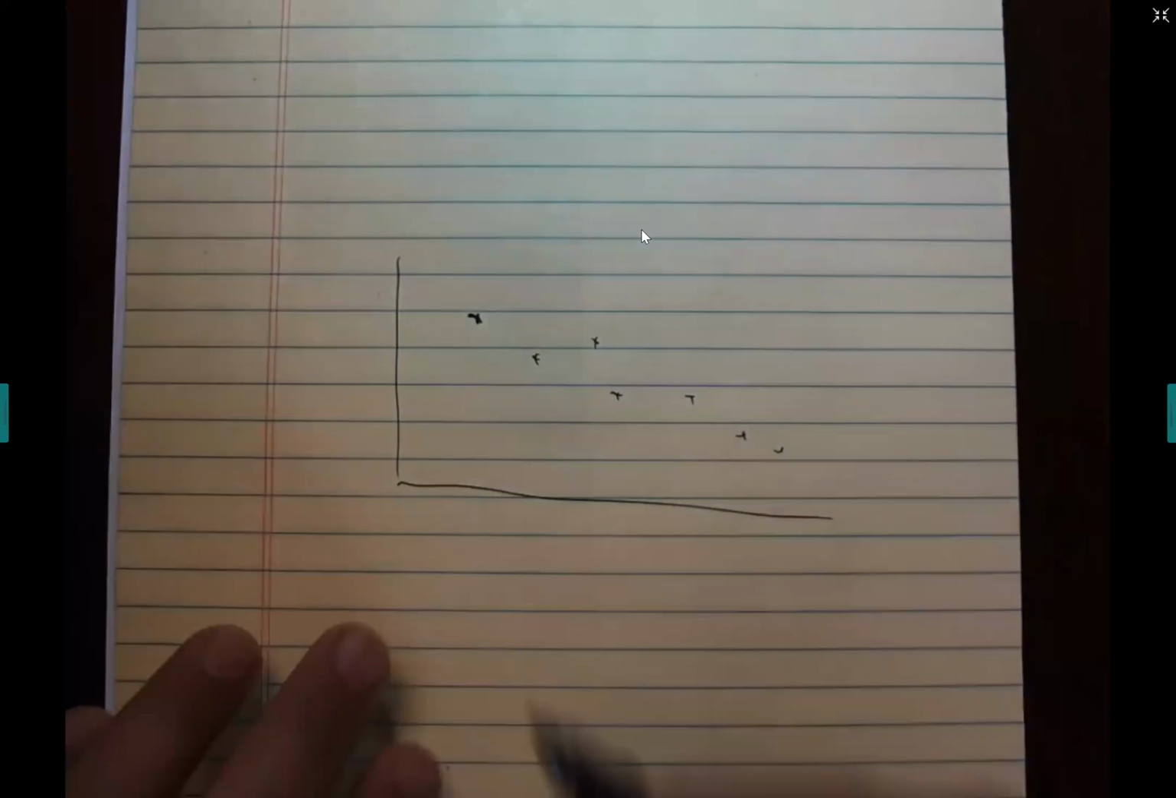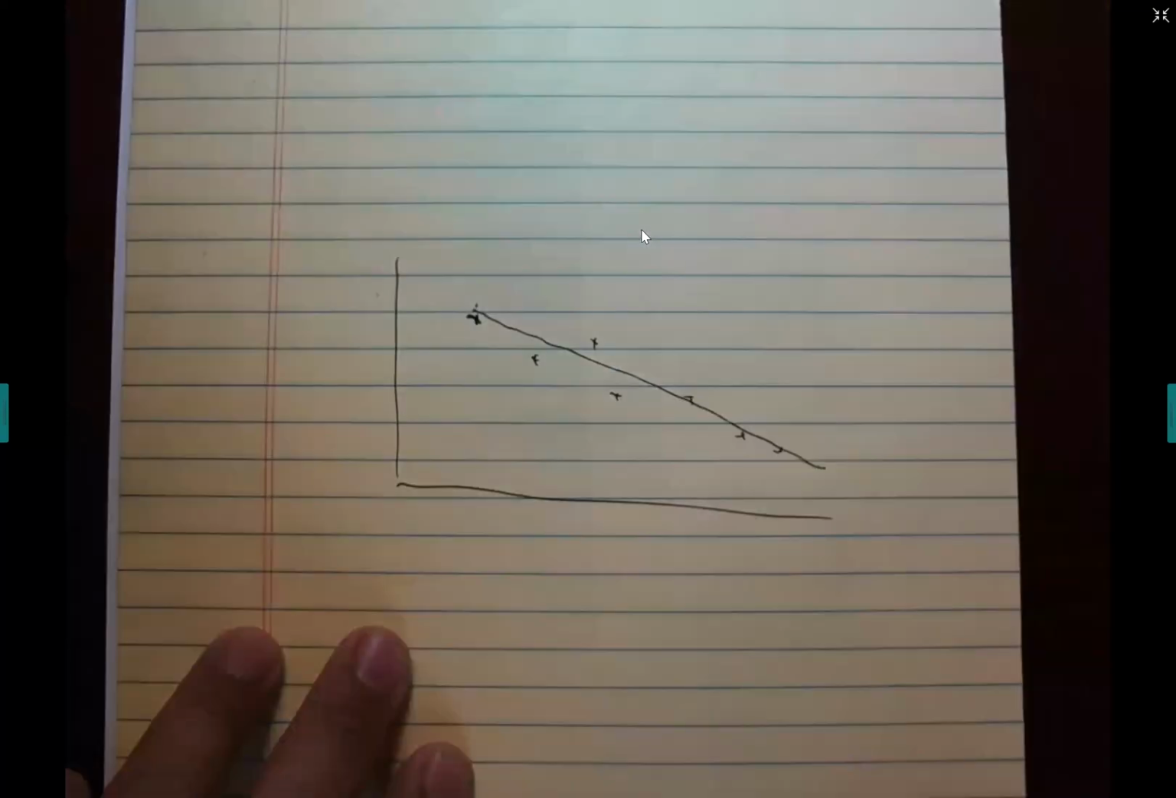So this is another example. Is there a line of best fit here? Yes, there is a line of best fit. It's somewhere right here. And we will learn how to find the equation of the line of best fit.